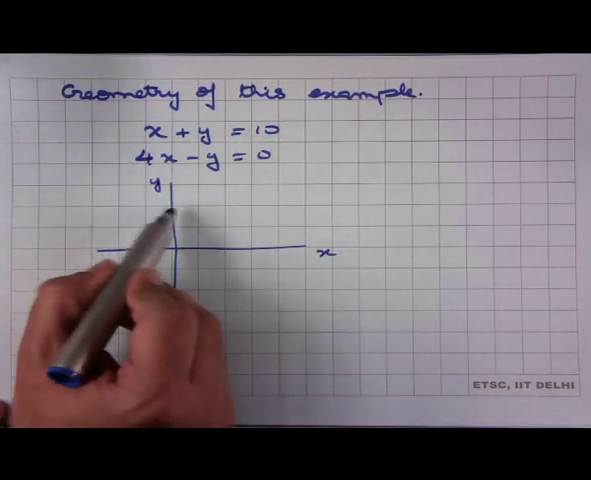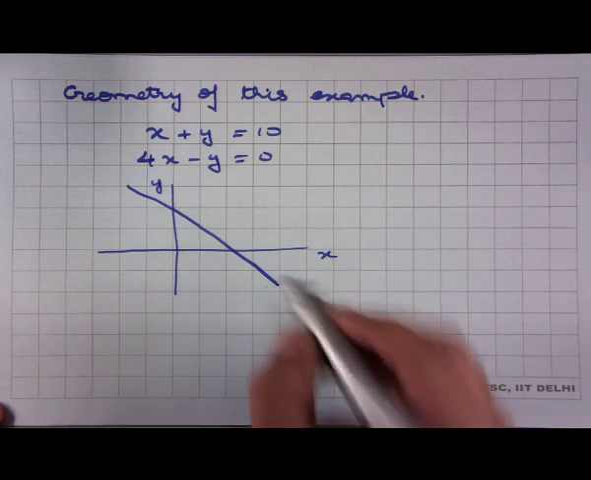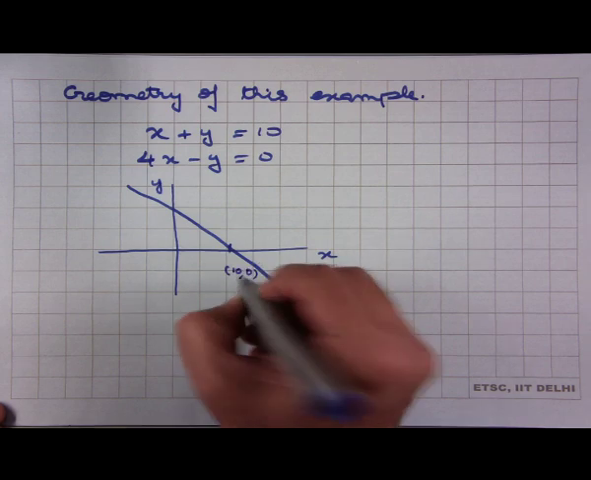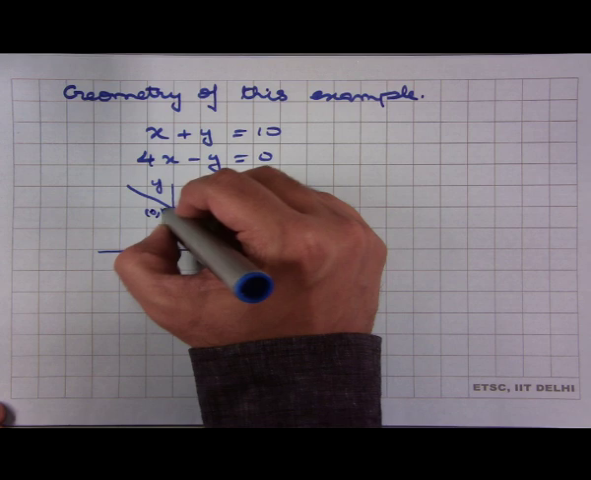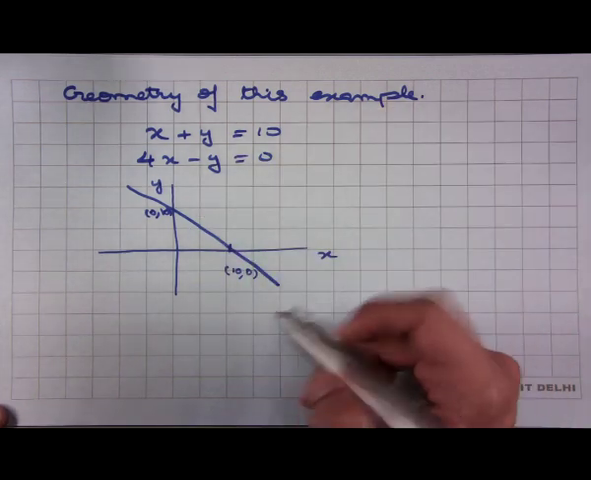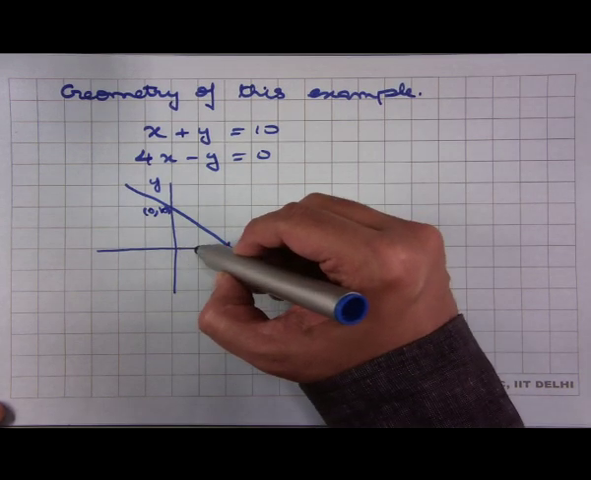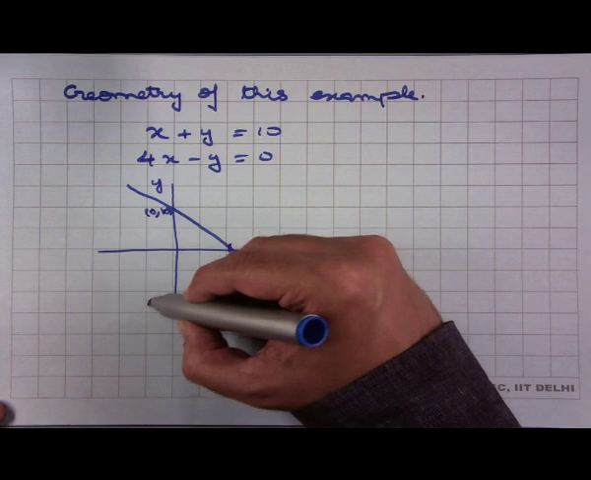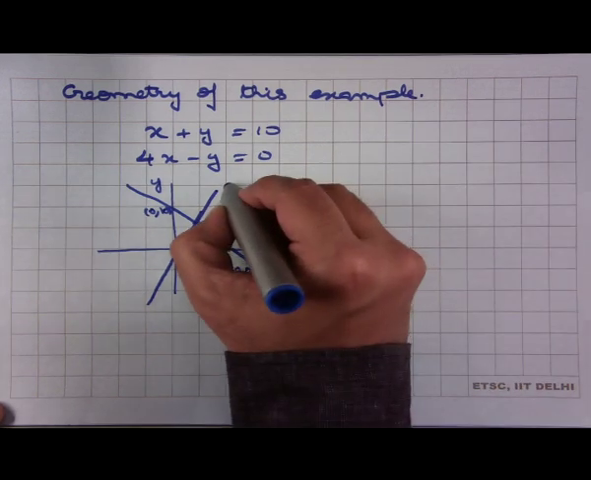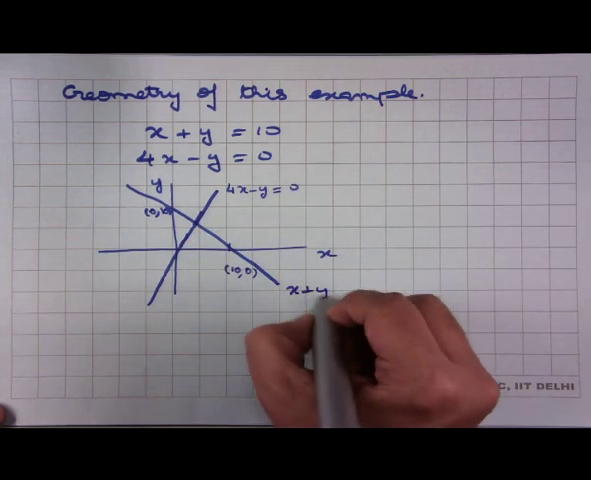x plus y equal to 10 is a line like this, which has as points here (10, 0) and (0, 10). It is a rough sketch, but the idea here is to get the general shape of these lines proper. 4x minus y equal to 0 is a line like that. So, this is 4x minus y equal to 0 and this is x plus y is equal to 10.